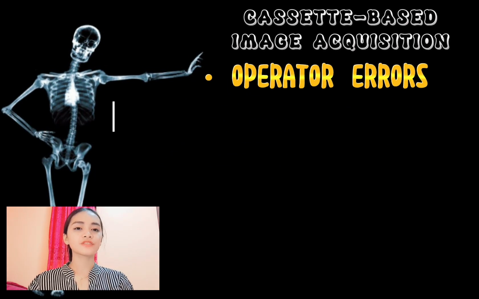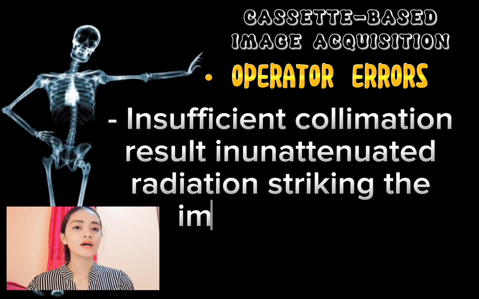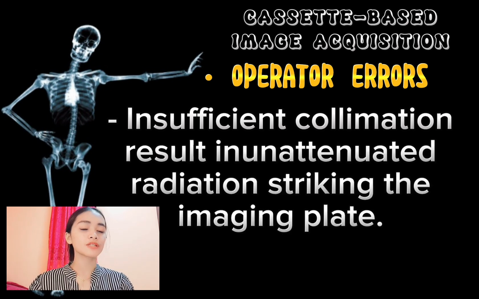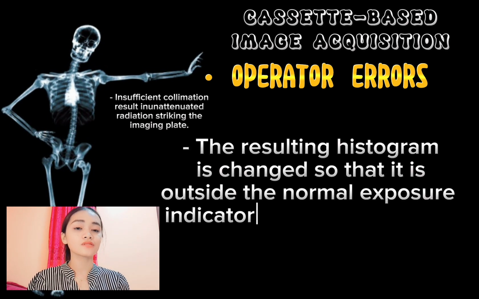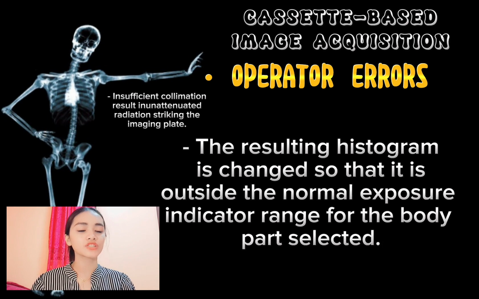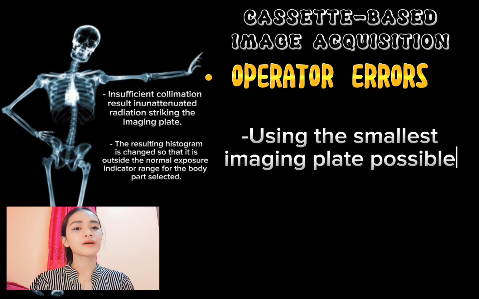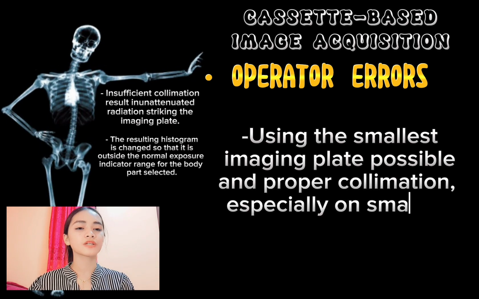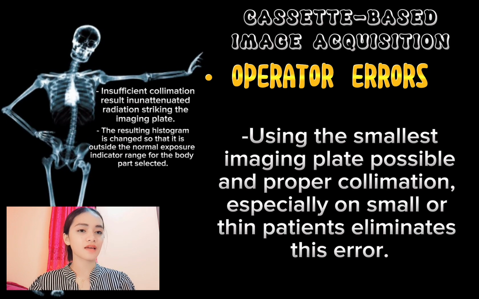So this refers to insufficient illumination resulting in attenuated radiation striking the image plate. So the resulting histogram is changed so that it is outside the normal exposure indicator range for the body part selected. Using the smallest imaging plate possible and proper illumination, especially on small or thin patients, eliminates this error.